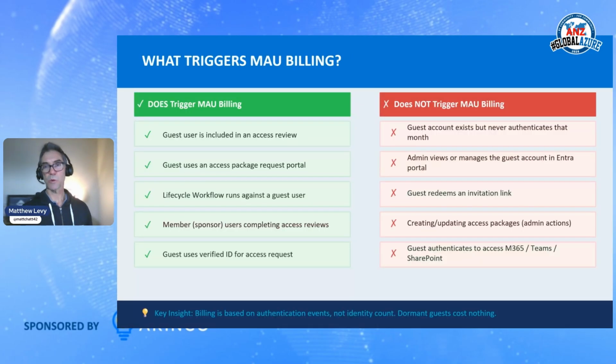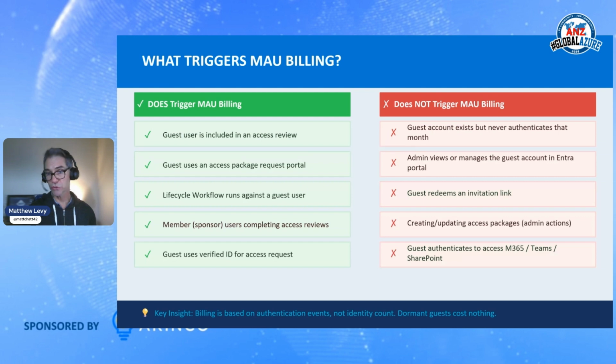So this slide is one of the most practically useful slides in this deck, because this is where billing confusion actually lives. And so I'll go through the pros and the cons, or what it is and what it isn't. So monthly active use billing is triggered when a guest user authenticates and actively uses features that are exclusive to Entra ID governance. So if a guest signs in to request an access package, that is a billable monthly active use event for that calendar month. It's once per user per month, regardless of how many times they authenticate.